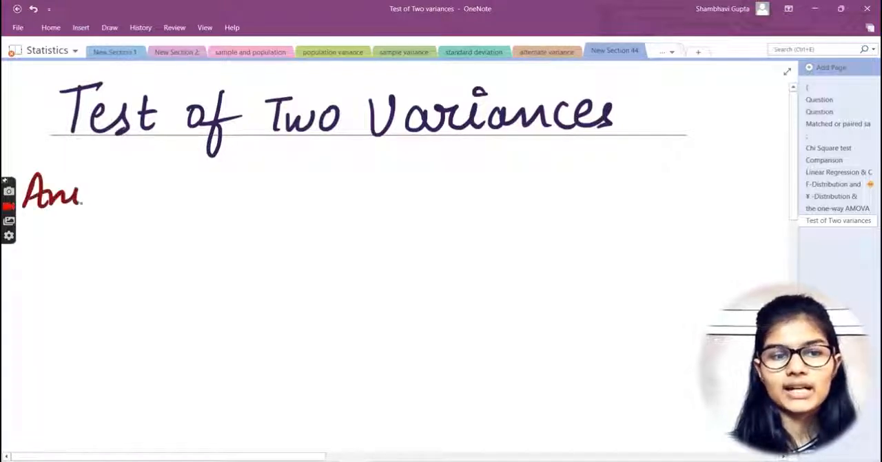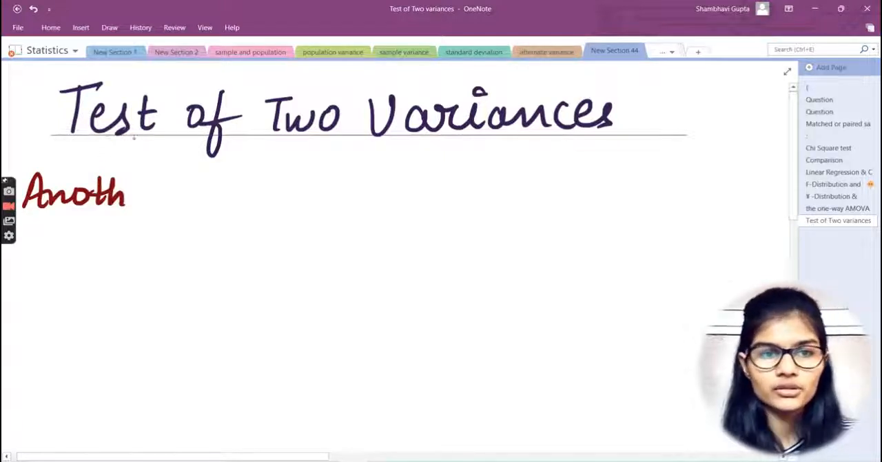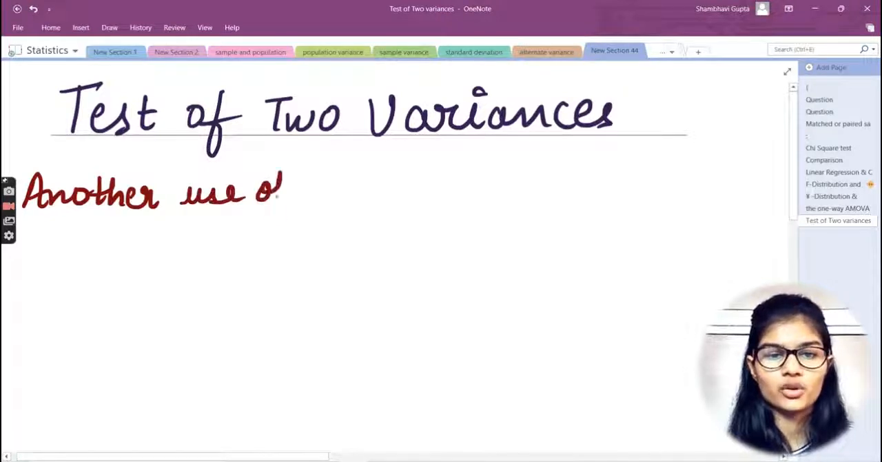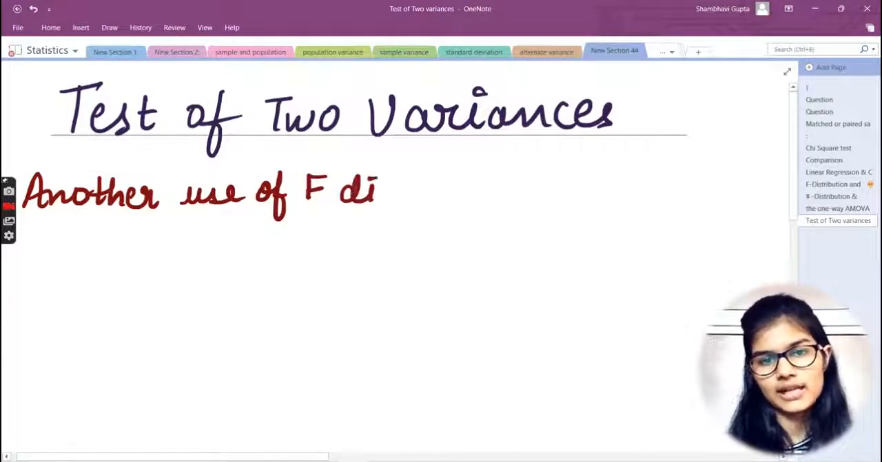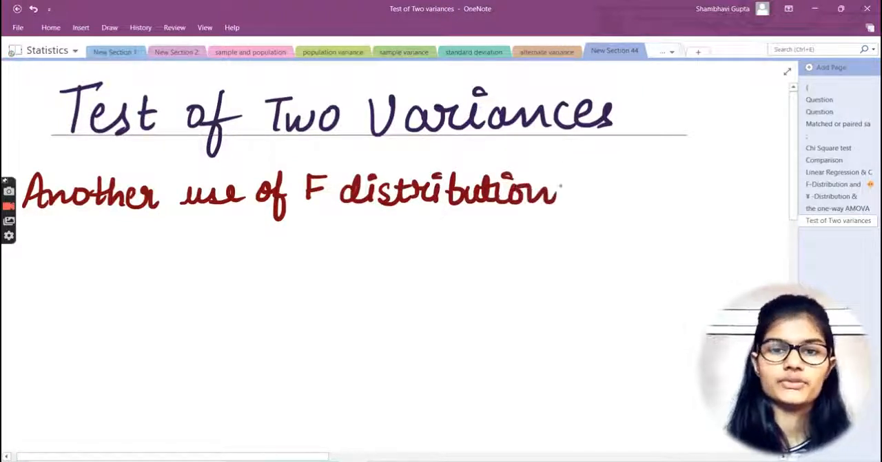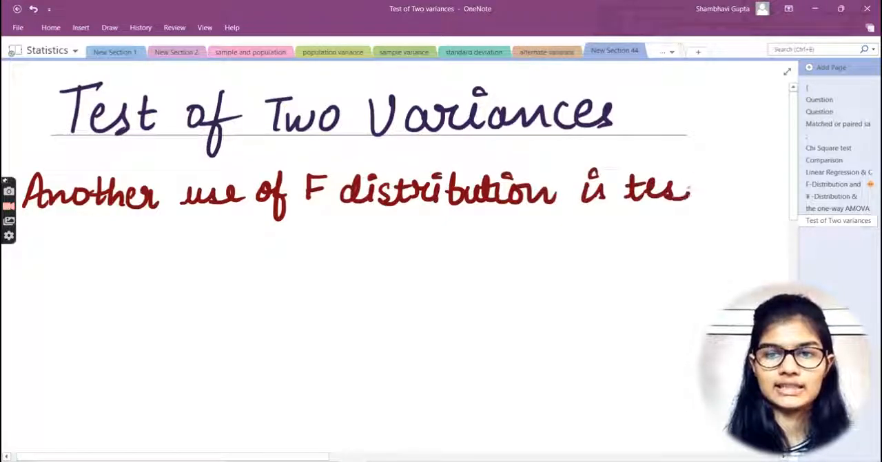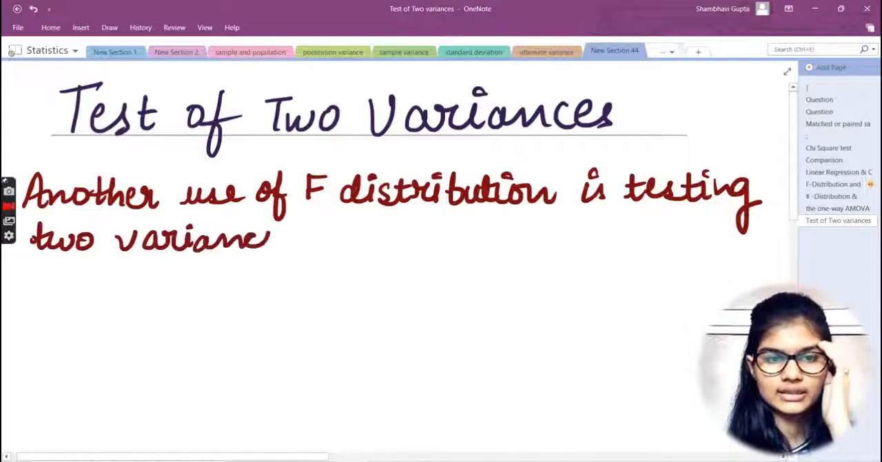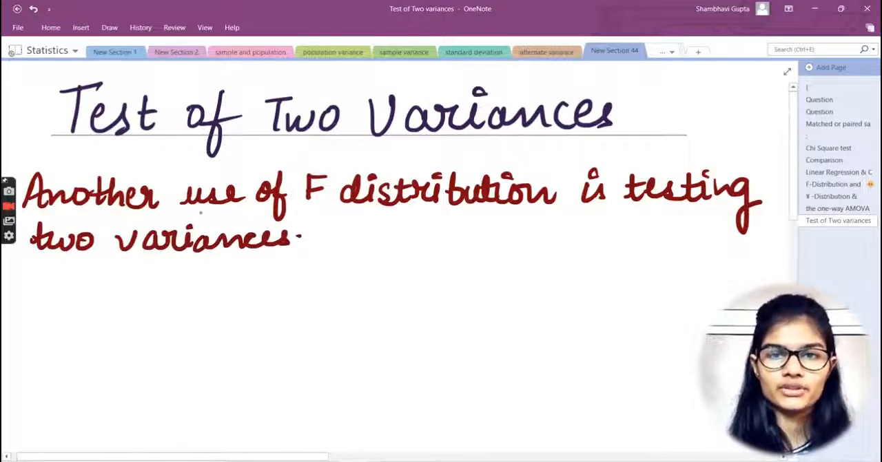Now, as I told you about the F distribution, we had discussed the F distribution. So I would write another use of F distribution. Another use of F distribution is testing two variances. So the another use of F distribution is basically testing of the two variances.